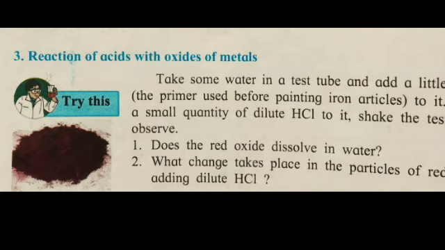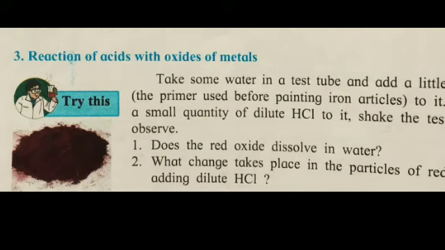Take some water in a test tube and add a little red oxide, that is the primer used before painting iron articles, to it and add a small quantity of dilute HCl in it. Shake the test tube and observe. The chemical formula of red oxide is Fe2O3.